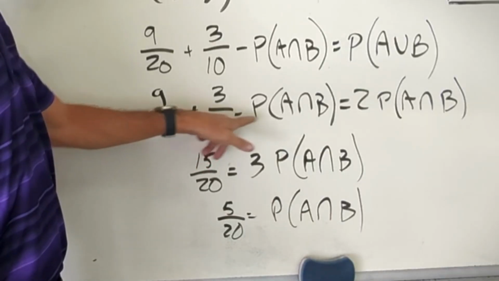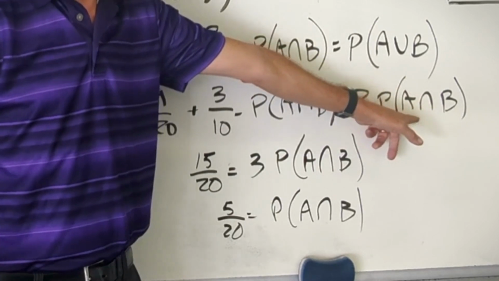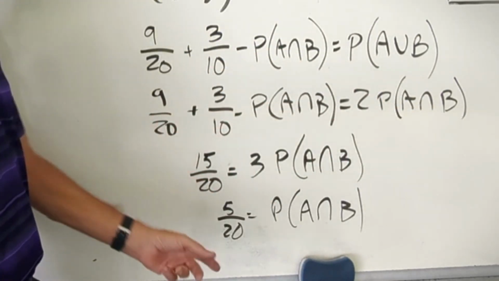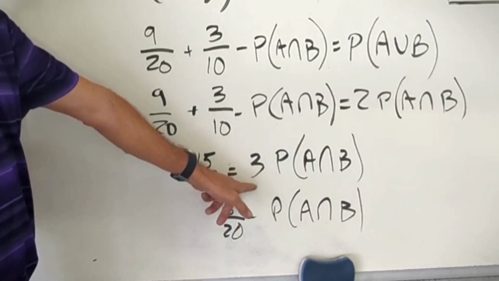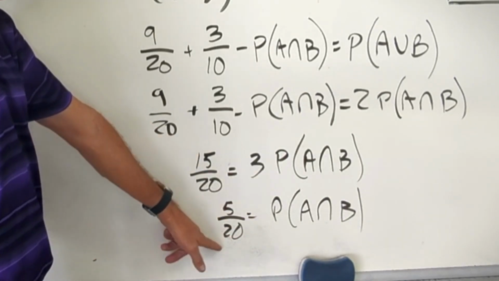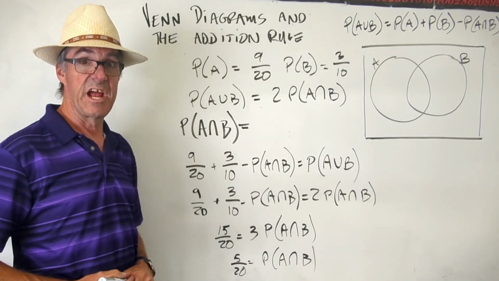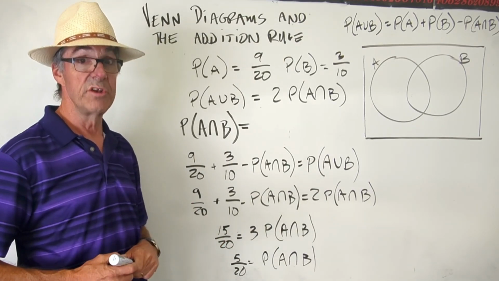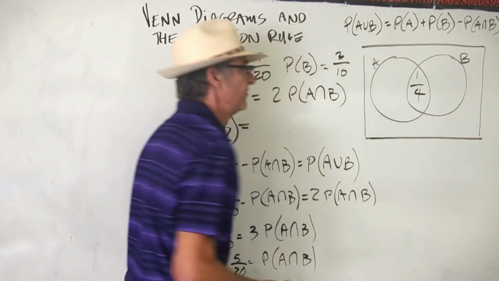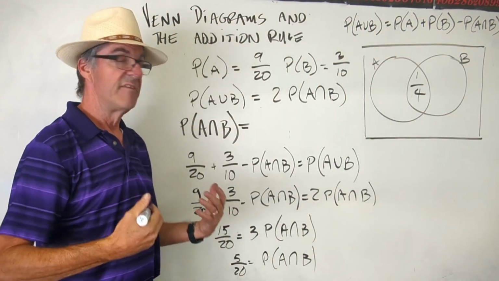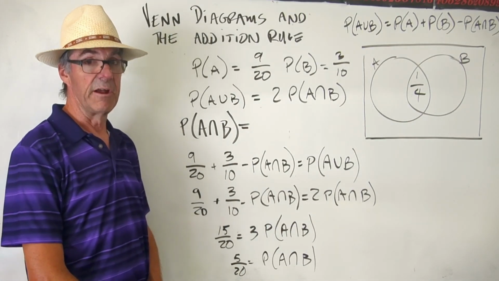What I did is I subtracted my P(A intersection B) from my 2 P(A intersection B), or actually I added, okay? So I got 3 of the intersections equals 15 over 20, divide through by 3, and I get 5 over 20 is the intersection. So now I can put that on my Venn diagram, and of course 5 over 20 is just 1/4. Okay, so now we have made a really good start on figuring out this Venn diagram.